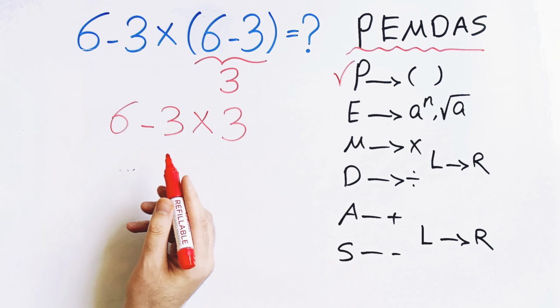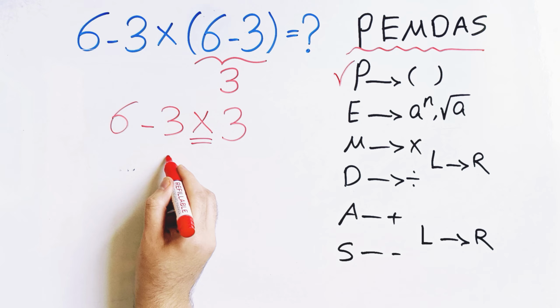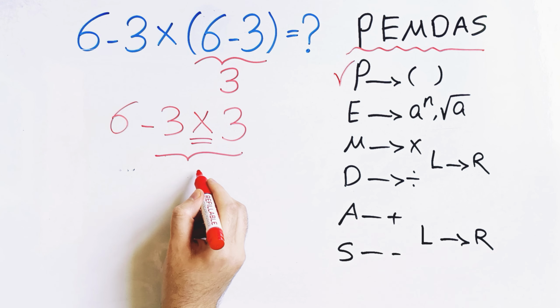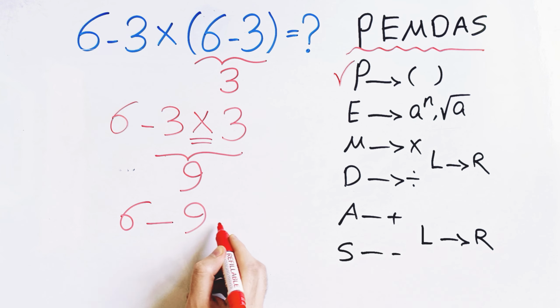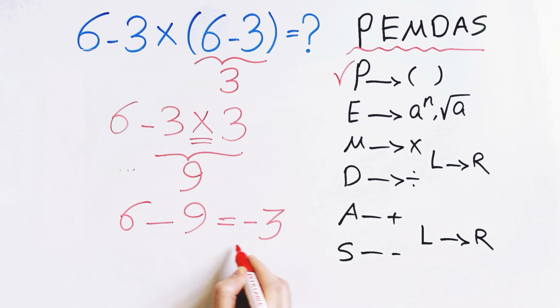Here multiplication takes priority over subtraction. So 3 times 3 equals 9. As a result, 6 minus 9 equals negative 3.